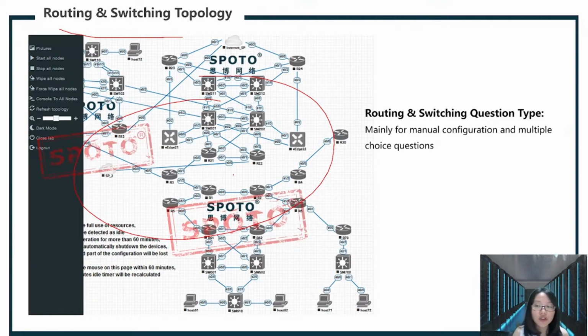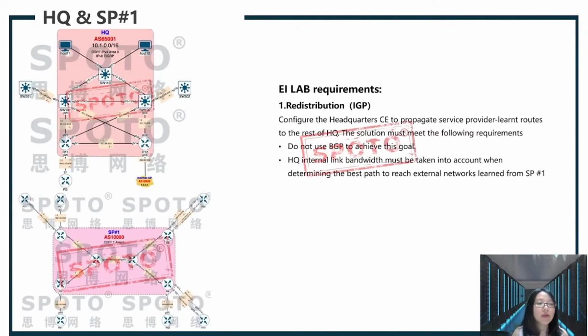So we continue to show the remaining routing switching requirements of the new version.